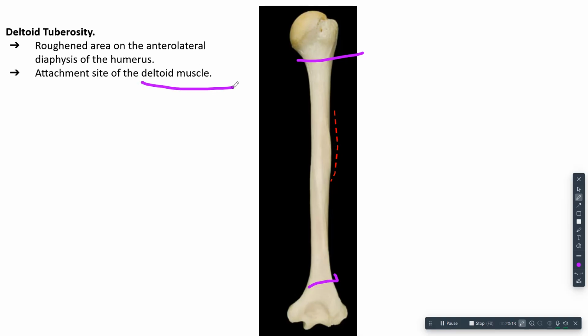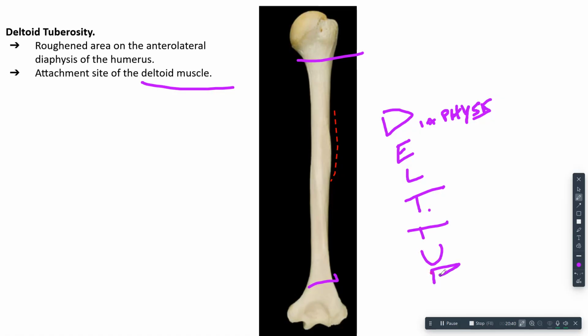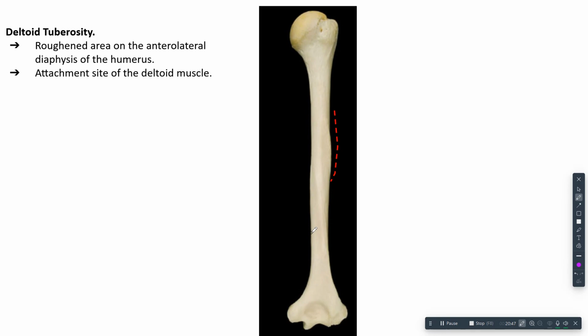So named because the deltoid muscle, your big shoulder muscle, is going to grab on there. And this one should be a cakewalk because the deltoid tuberosity is the only thing on the diaphysis. So if I'm looking at the diaphysis D, what am I going to see? I'm going to see that deltoid tuberosity. I am just going to write deltub. Don't abbreviate like me when you're on your test, okay? All right. So that takes care of the shaft for us.